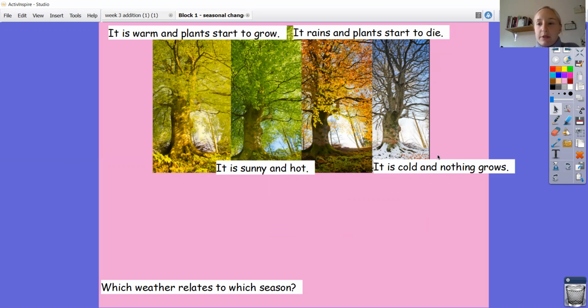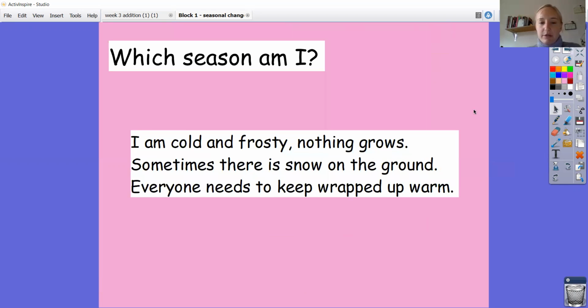So well done if you got those ones correct, because now I'm going to give you a description of a season and I want you to try and work out which season I'm pretending to be. Okay, so I am cold and frosty, nothing grows, sometimes there is snow on the ground, everyone needs to keep wrapped up warm. Which season am I? Cold and frosty, nothing grows, sometimes there's snow on the ground, and everyone needs to keep wrapped up warm. Have you worked out what I am? You should have said winter. So well done if you got that season correct.